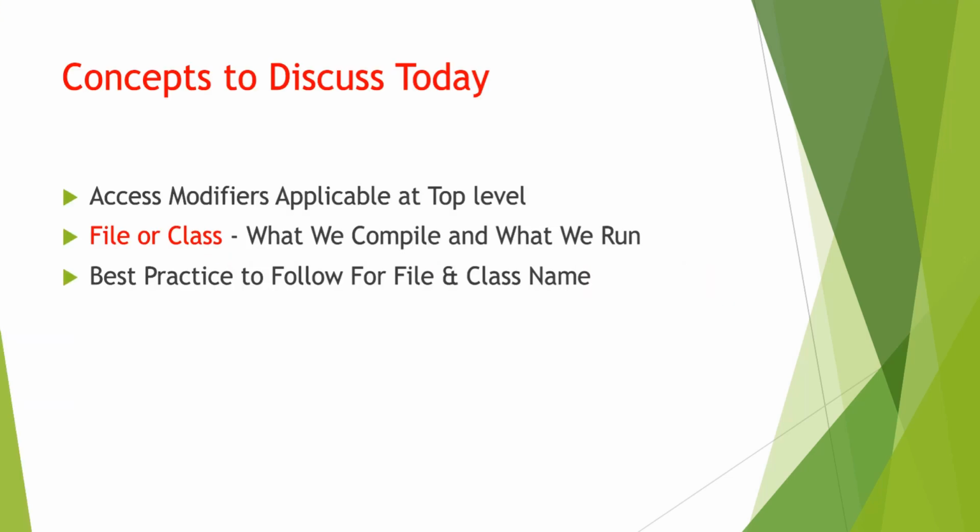To understand this, we need to get familiar with a few concepts in Java. These are the topics we are going to discuss today. We will discuss access modifiers which are applicable at the top level. Top level means class, interface, enums, etc. We are also going to understand what we compile and what we run. We have two things, one is the file and another one is a class. So we need to understand what exactly we compile, file or class, and what exactly we run, a file or a class. And at the end I'll let you know the best practice: either we should have file name equal to class name, or we should not. I'll be talking about that at the end.